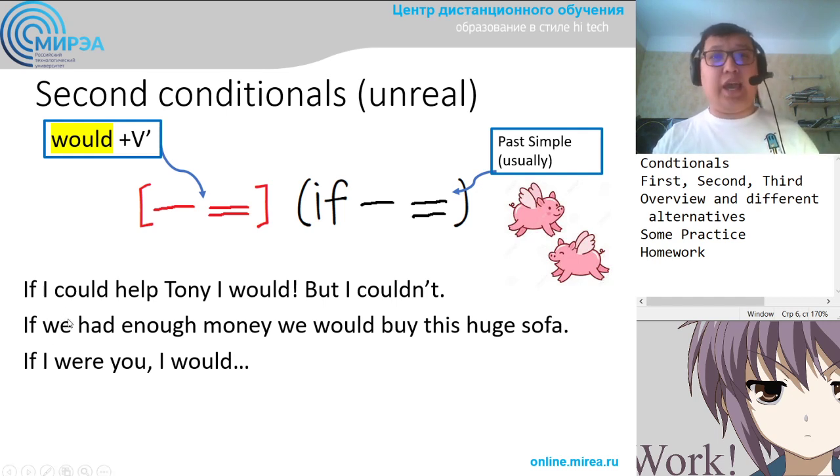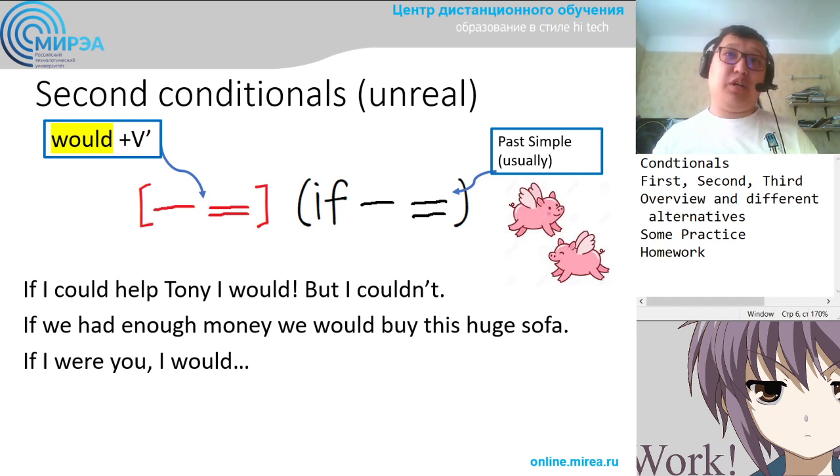So if we had enough money, we would buy this huge sofa. So you're looking at the sofa in the shop. It's pretty big, it's comfy, it's nice, but you don't have enough money because it's expensive. So you say that if we had money, we would buy this sofa, but it's not possible now.